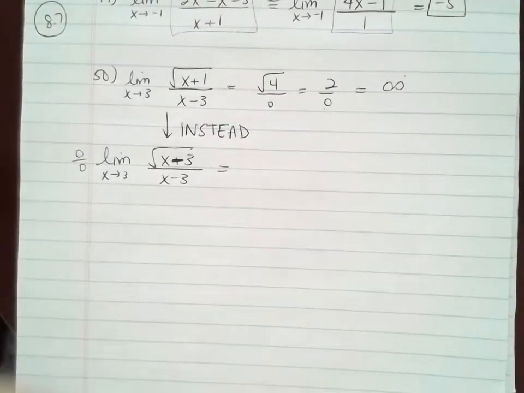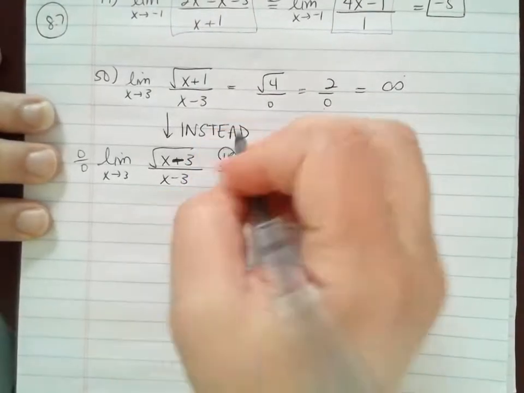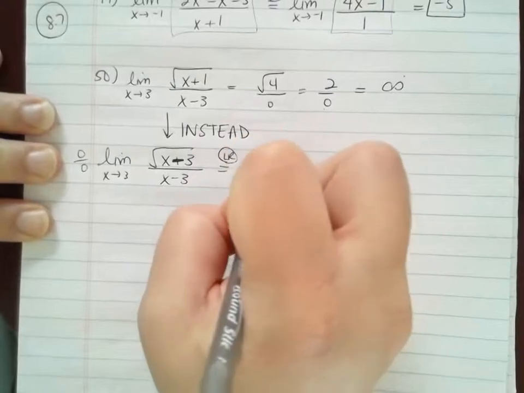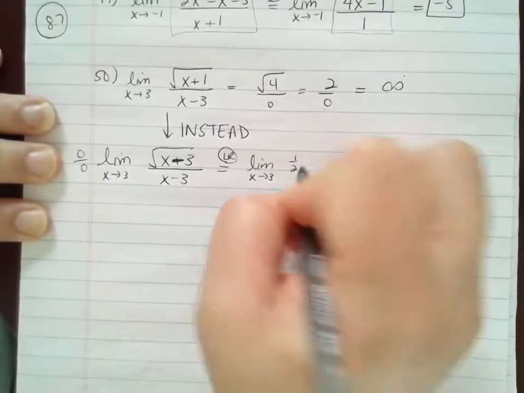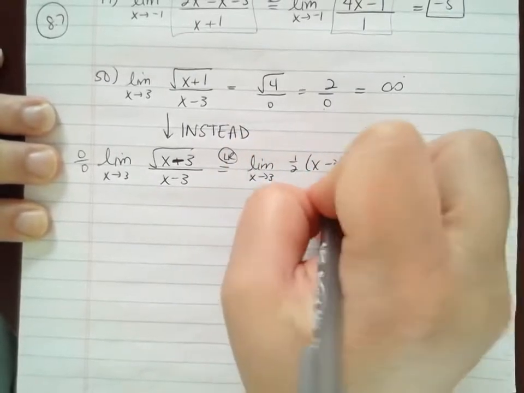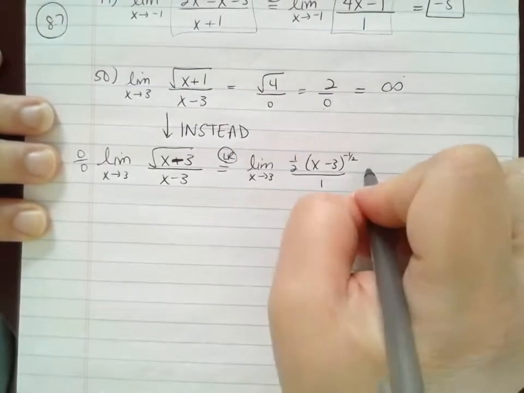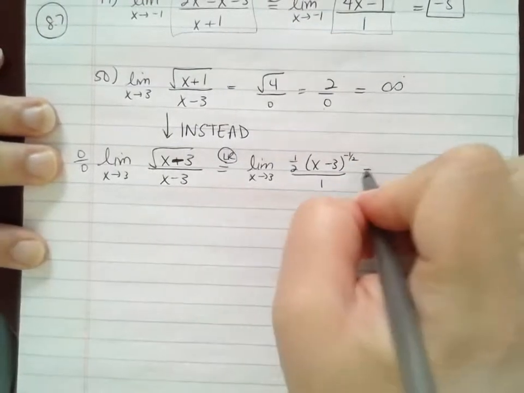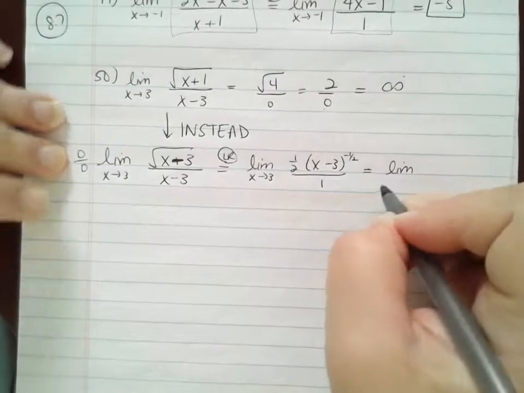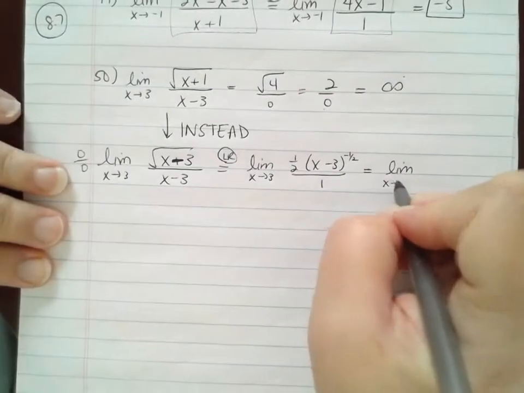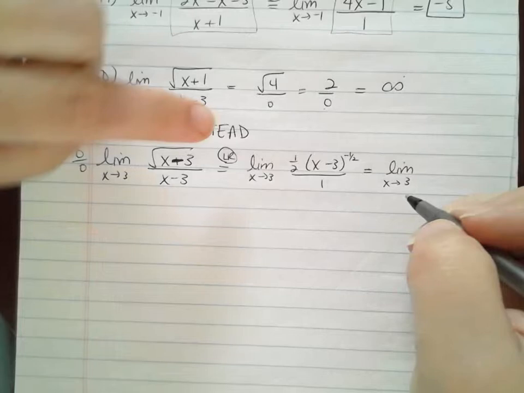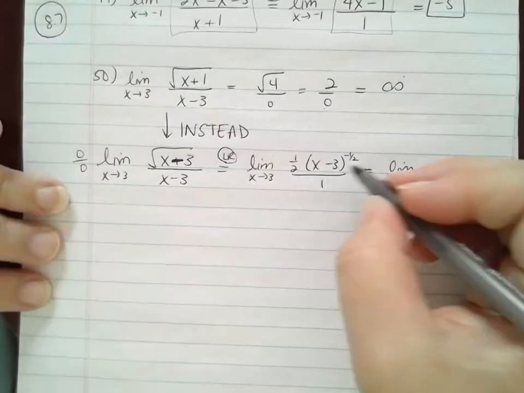So I'm going to do L'Hopital's rule, giving me 1/2 of x minus 3 to the negative 1/2 times 1 over 1. I am going to take a moment to clean this up. Notice I didn't write LR here because these are equal to each other, not just the derivatives based on L'Hopital's rule.